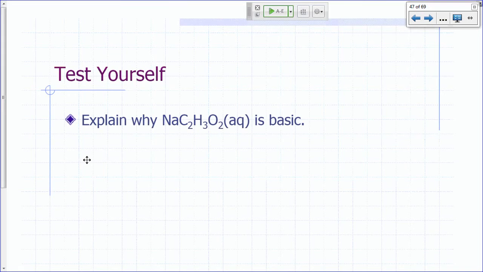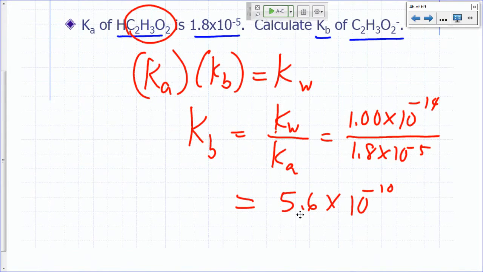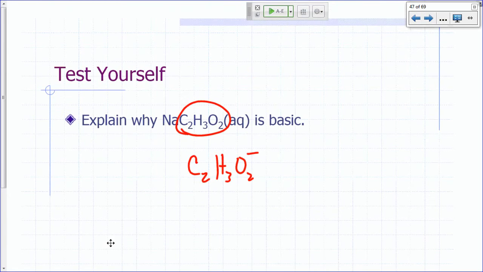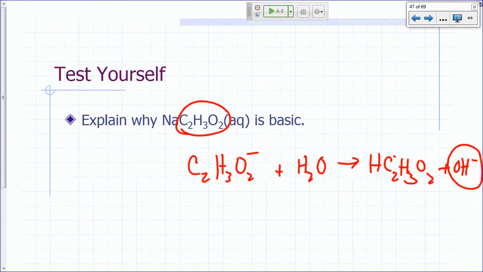How do we explain why sodium acetate is basic? Well, acetate, we say, is the conjugate base of a weak acid, so it's also a weak base. In fact, we just calculated that earlier, right? Its Kb is 5.6 times 10 to the negative 10. So it can react with water to give you acetic acid, HC2H3O2, plus hydroxide. Anytime you're asked to explain why something is basic, look for a reaction that will generate hydroxide. So the way you would explain this, if you went to the lab, you measured the pH of this salt, you'll find it's basic. Okay?